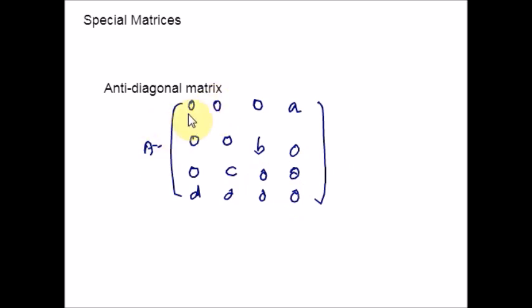Diagonal matrix will be in this form. It will start from the left top to right bottom. So you should know the difference between diagonal matrix and anti-diagonal matrix.